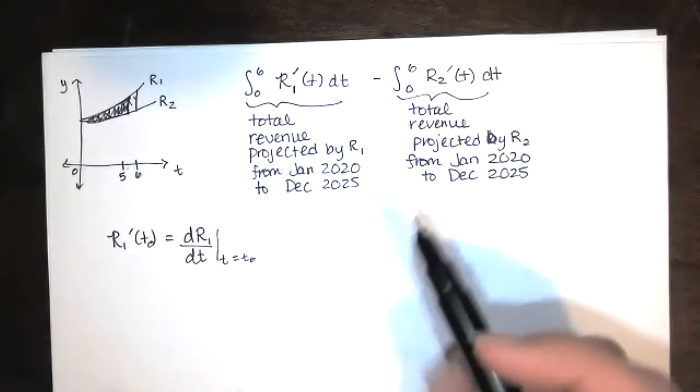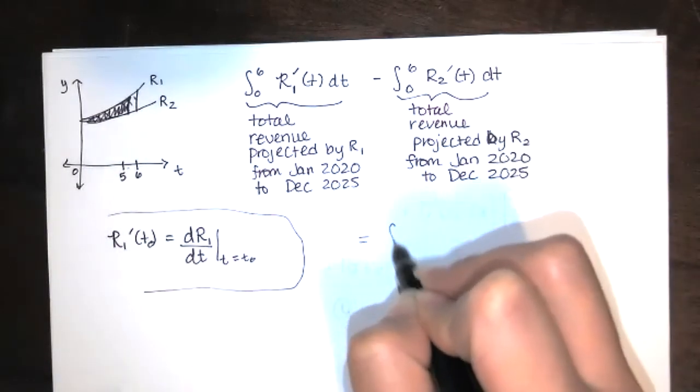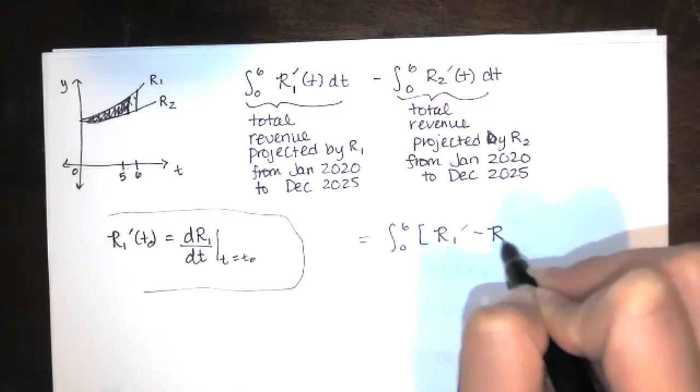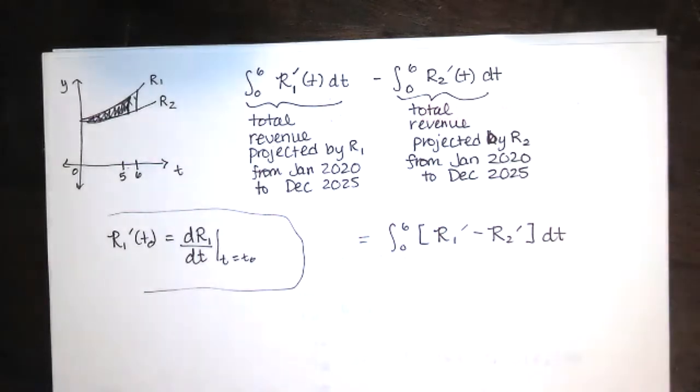So the difference between these two integrals is the integral from 0 to 6 of R sub 1 prime minus R sub 2 prime dt. Now, if you evaluate this, it's not going to give you the answer that WebAssign wants, but I think the answer that WebAssign wants is wrong, because that gives you millions of dollars times years, which doesn't actually make any sense.